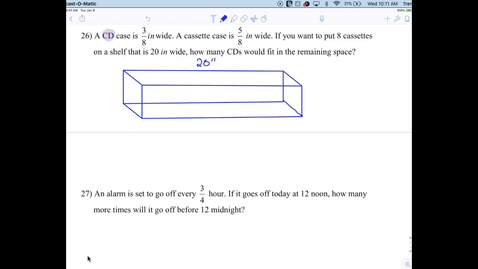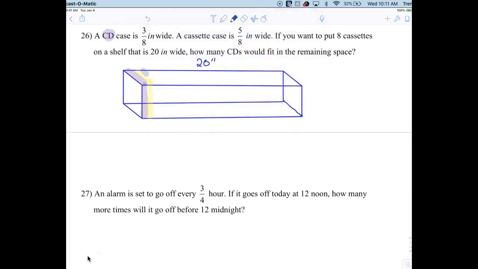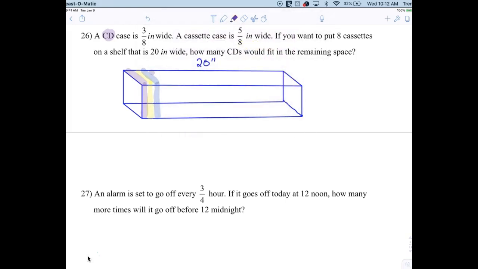Now what I want to do is draw 8 cassettes and put them on my shelf. Here's what I want you to think about. I'm going to draw one cassette tape here. That's one. Now I'm going to draw another one, and then another one. And how many am I drawing? I'm going to draw 8 of them here.